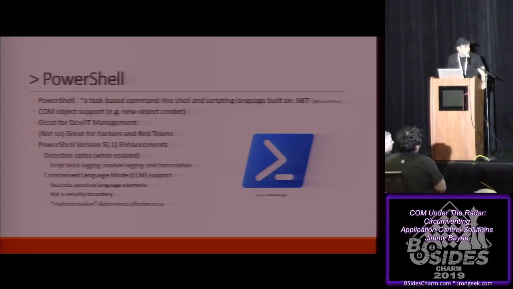Really great detection optics since version 5: script block logging, module logging, transcription. Obviously, we should all have that turned on and be monitoring that in our organizations. It supports a language mode called Constrained Language Mode, and that actually restricts access to different classes, types, cmdlets, and scripts, and it's very effective when backed by an application control solution that enforces code integrity. Now, that's interesting because CLM is turned on in AppLocker as well, but without the code integrity support, it sort of nullifies it a little bit.